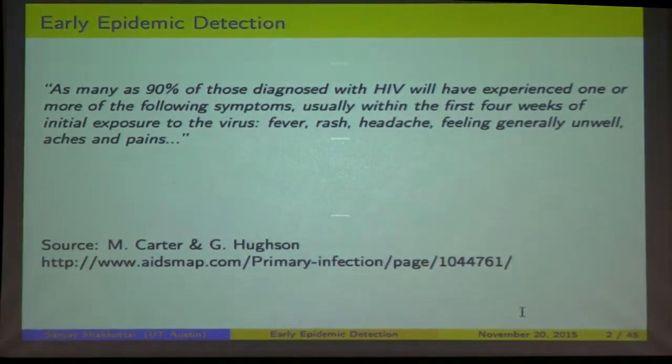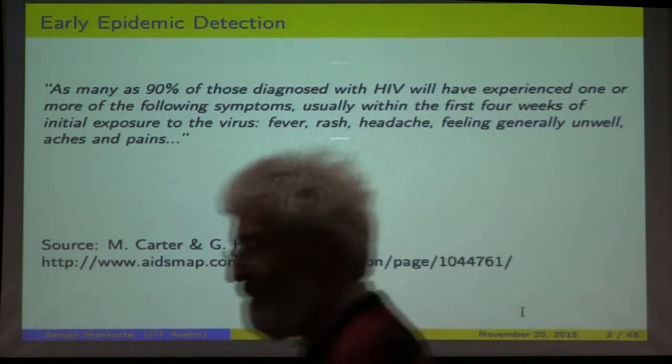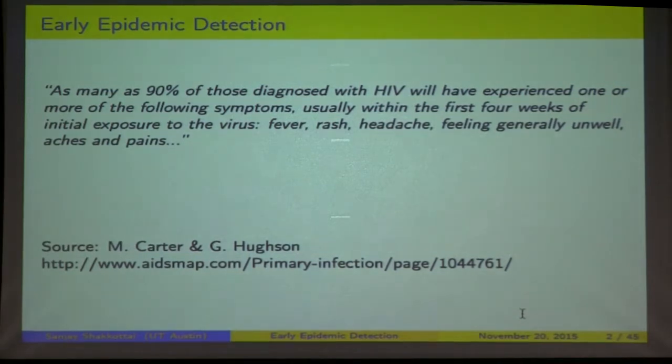So this is a quote. It says that 80% of those diagnosed with HIV have experienced one or more of the following symptoms, usually within the first 4 weeks of initial exposure: fever, rash, headache, aches and pains, etc., etc. Look at this list. If you look at any illness, this is symptomatic of so much. If you use this to say this is HIV, the false positive rate is going to be ridiculously high. Okay? This is all you're going to use.